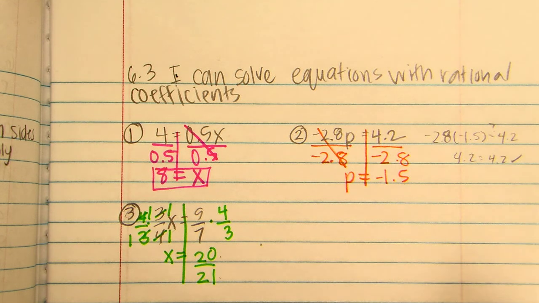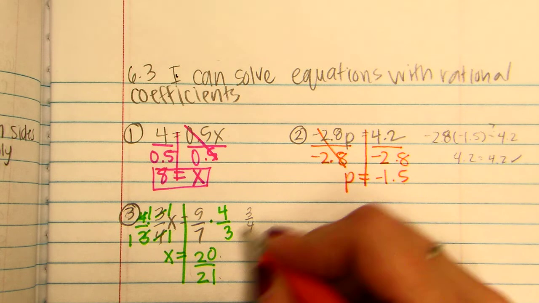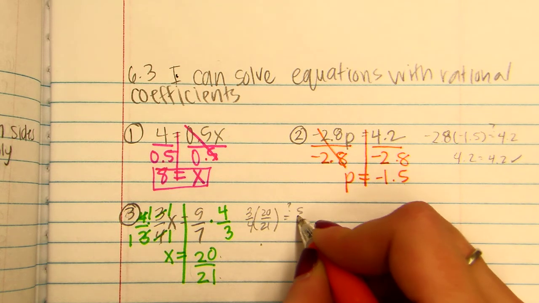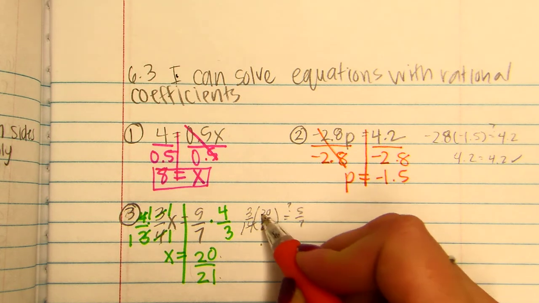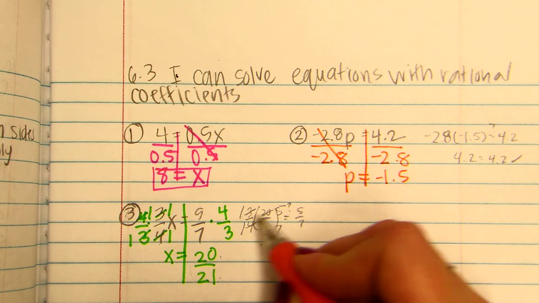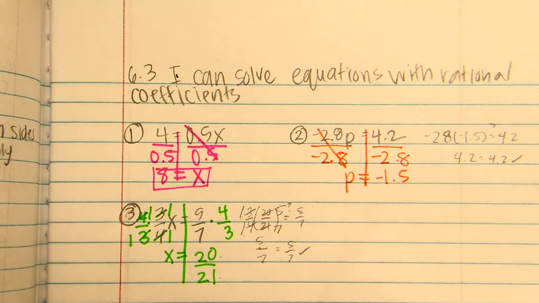I do need to check my work though, so I'll do 3/4. Instead of writing an x, I'm going to write 20 over 21. And we're going to see if that equals 5/7. So I can cross cancel. 4 goes in here one time and in here 5 times. 3 goes in here one time and in here 7 times. 1 times 5 is 5. 1 times 7 is 7. So it works.